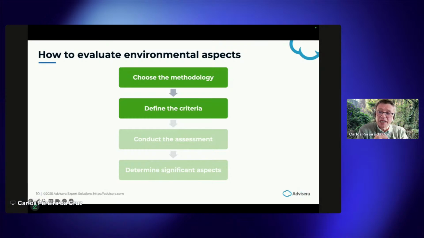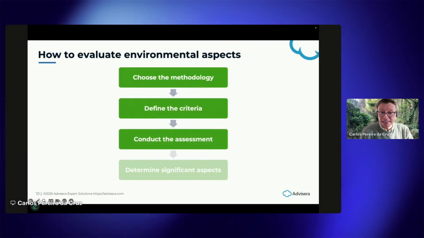And you may also use needs and expectations of interested parties, such as the ones related to the organization's values and reputation, like noise, smell, or visual degradation. It's important to avoid vague criteria that can lead to inconsistent assessments. What we want is something that, if done by different people, will more or less provide the same results. Okay. Now we define the criteria.